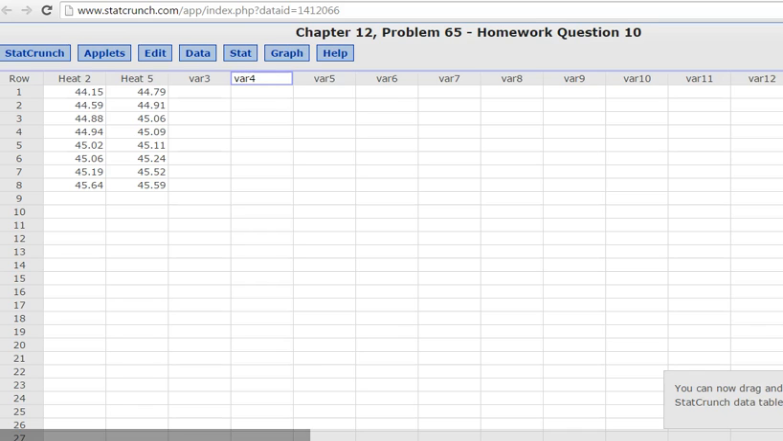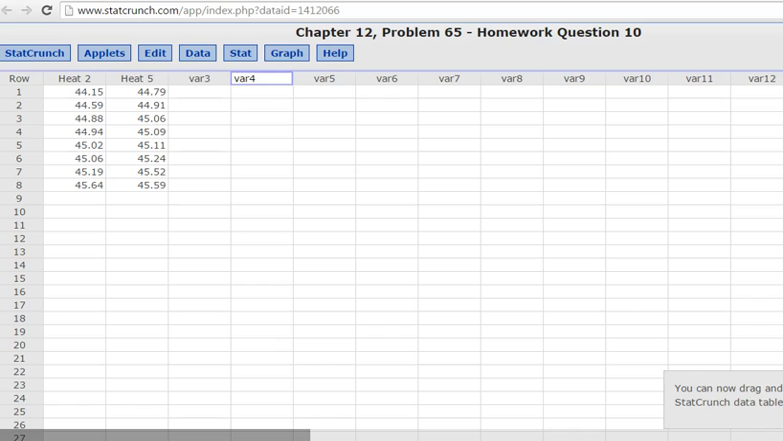We're asked to determine if there is any evidence that the mean time to finish is different for Heat 2 and Heat 5. Our null hypothesis is that there is no difference between the mean finishing time of Heat 2 and Heat 5. Our alternative hypothesis is that the difference between the mean finishing time of Heat 2 and Heat 5 is not 0. Another way of saying that is that there is a difference in the mean finishing time of Heat 2 and Heat 5.